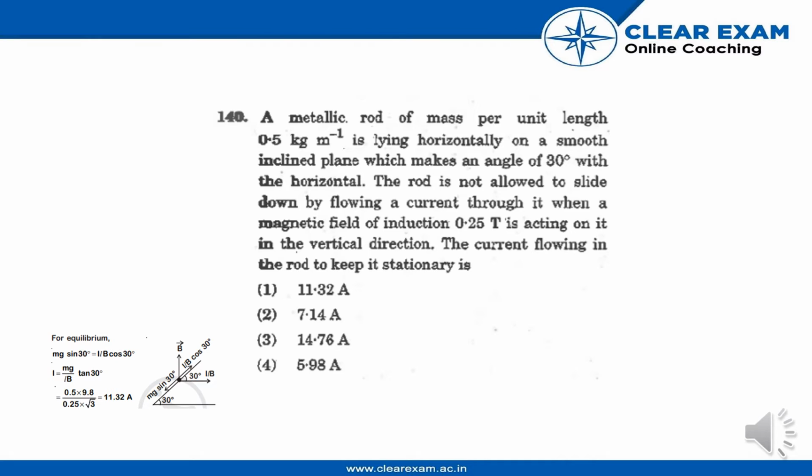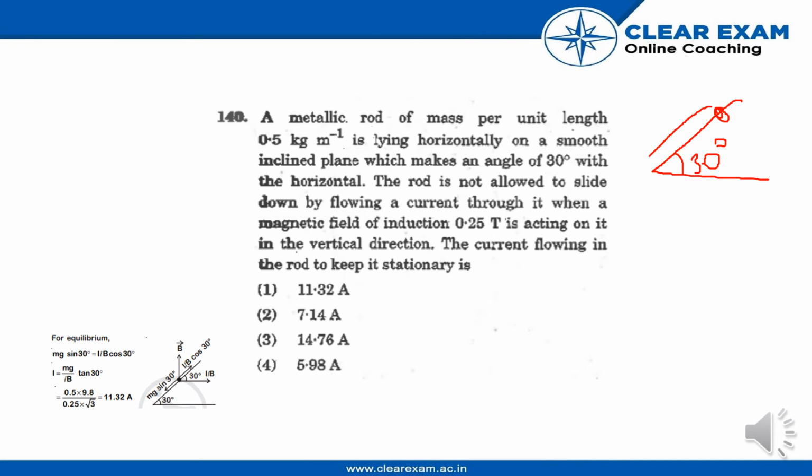Okay, so we have a rod which is lying horizontally on a smooth surface, making an angle of 30 degrees. So here the rod is making the angle of 30 degrees and it is lying on this surface. For example, this is the rod. So we need to find the current flowing in the rod that is keeping it stationary.